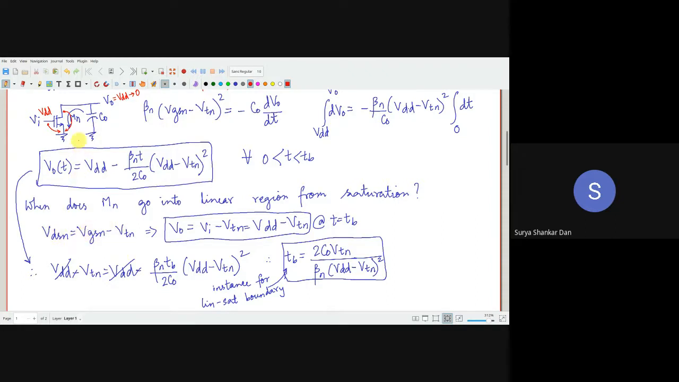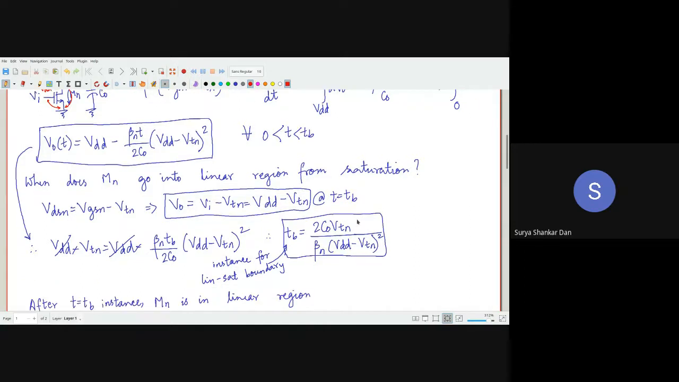What is VDSn? It is simply VO. It will be equal to VGSn, which is VI, that is VDD minus VTn, at this instance for the linear saturation boundary. Okay? All I am going to do is put VDD minus VTn in this relation. So in place of VO, I'll put VDD minus VTn.